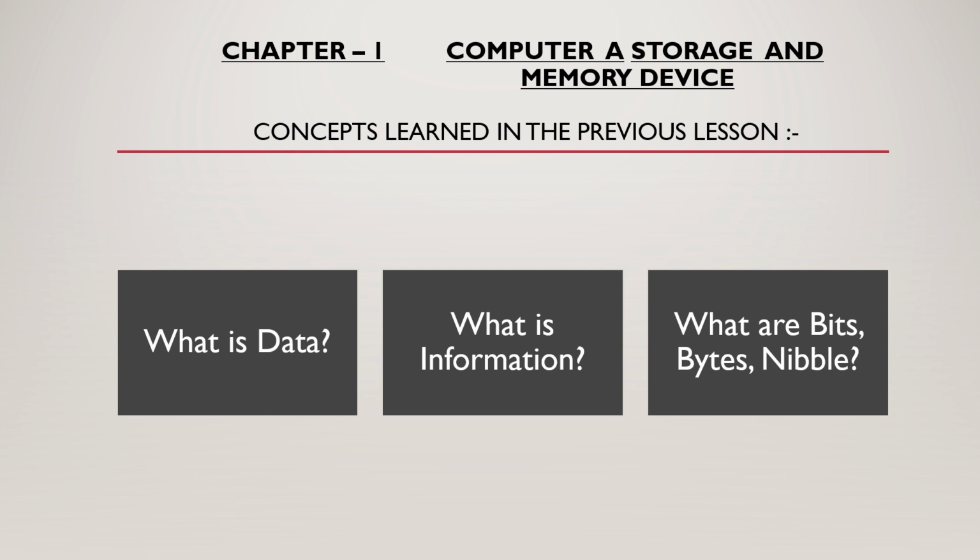Can anyone tell what is data? Yes, data is unorganized facts and figures. And when this data is processed by the processing unit, we call it information. The data is stored in the computer memory in the form of bits and measured in terms of bytes. Children, remember, 8 bits together form 1 byte, 4 bits together form 1 nibble.